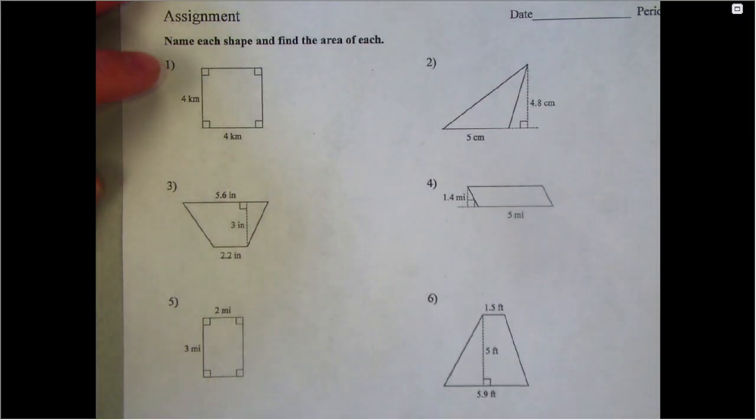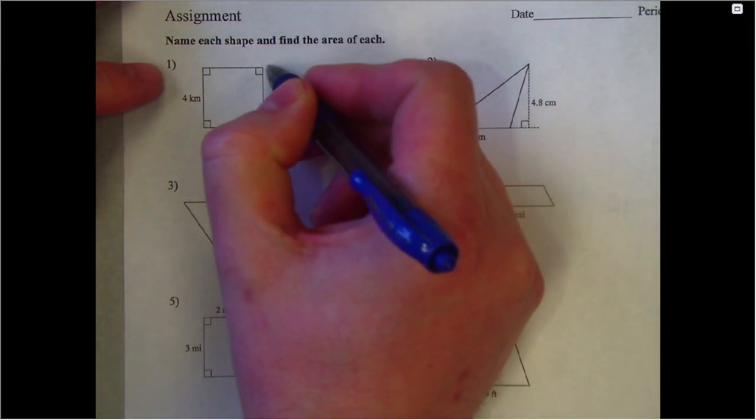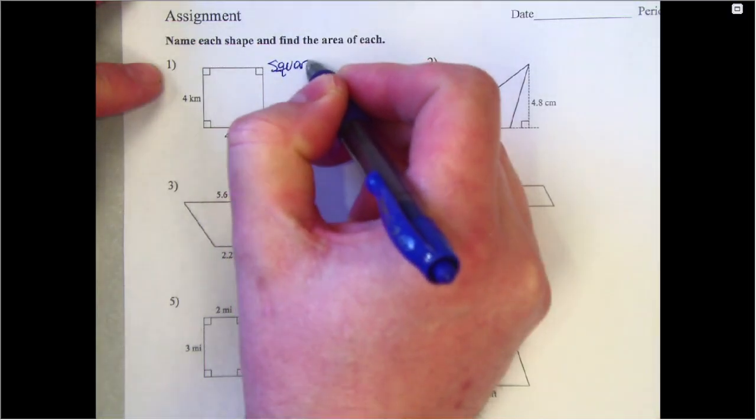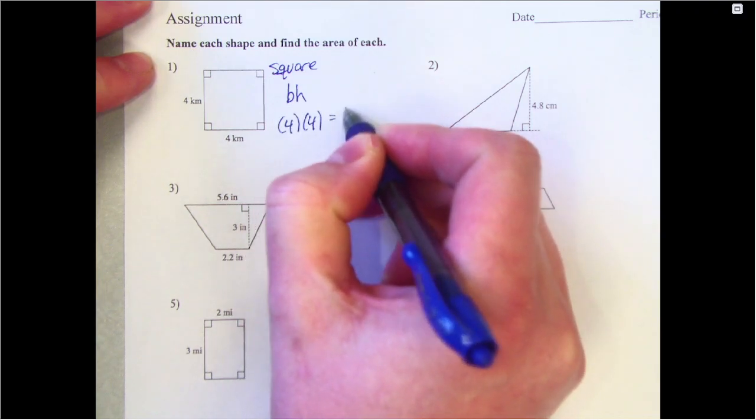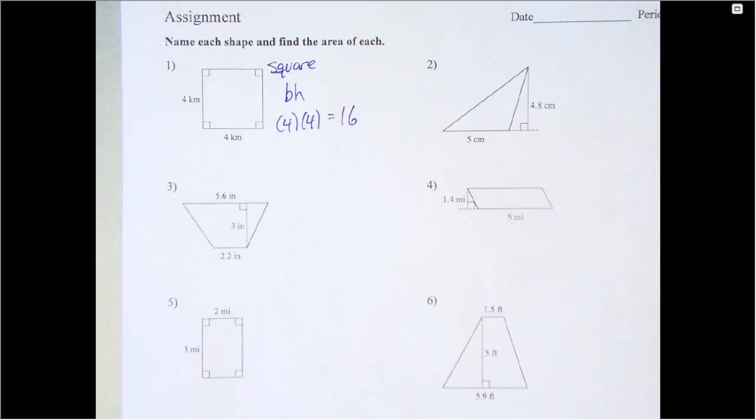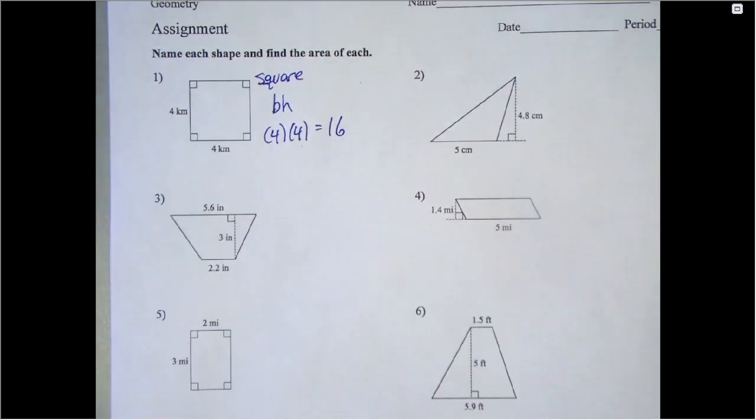So for the first one, is that a square or a rectangle? So it's a square. Area is base times height. 4 times 4 is 16. So you're writing what it is and then the formula for it.